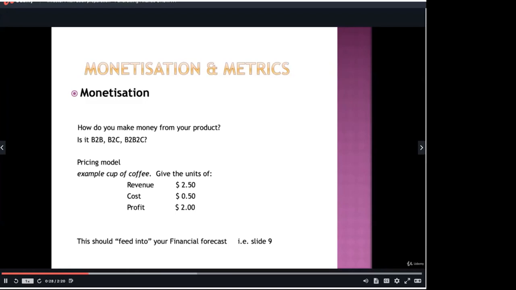Pricing model. Give the units. Let's take an example of selling coffee. If the sales price is $2.50, and the cost of producing the cup of coffee is $0.50, then the profit per unit is $2.00. For a subscription service, you can give the annual subscription per user. These figures will be used in slide 9, the financial forecast slide.